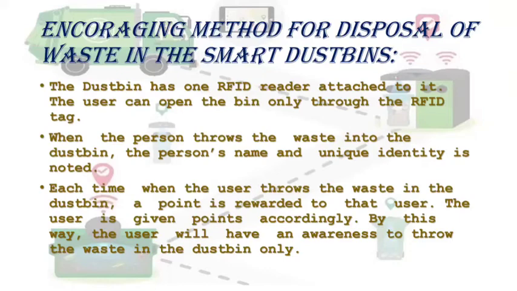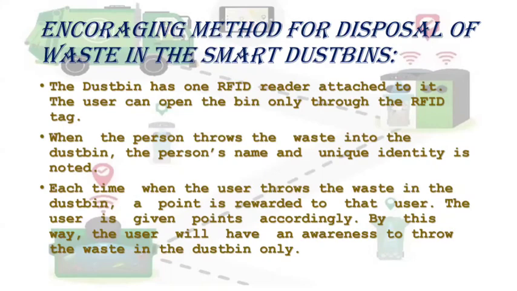Now, how can we encourage people to follow disposal in the smart bins? As we already know, these dustbins have one RFID reader attached to them. The user can open the bin only through the RFID tag. When the person throws the waste into the dustbin, the person's name and unique identity is noted. Each time the user throws the waste in the dustbin, a point is rewarded to that user. The user is given points accordingly. In this way, the user will have an awareness to throw the waste in the dustbin only.